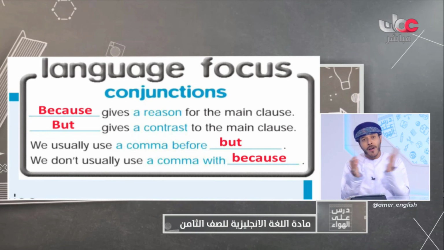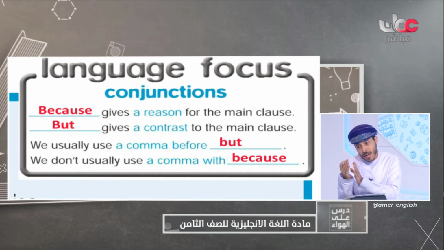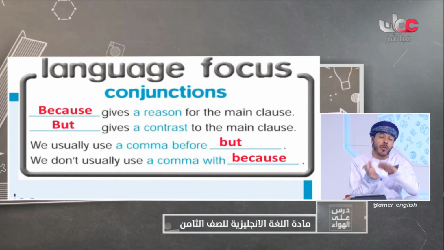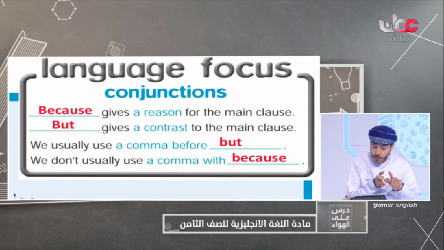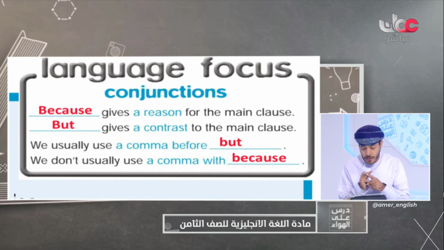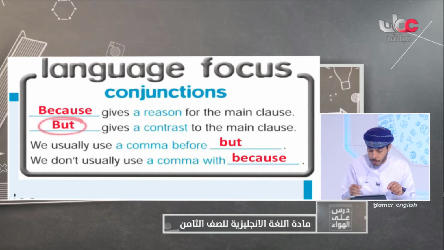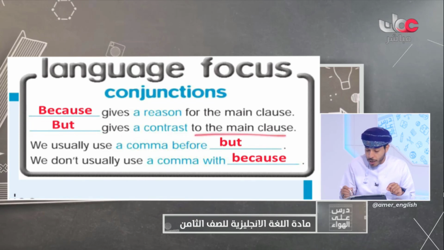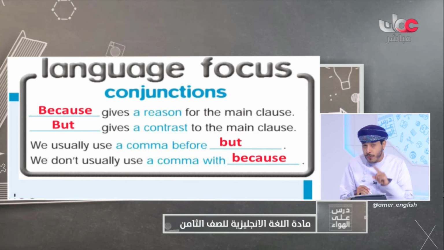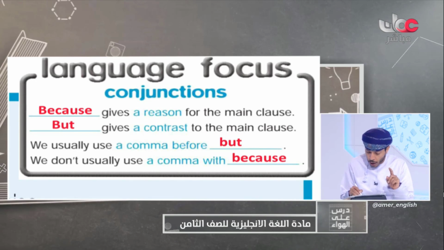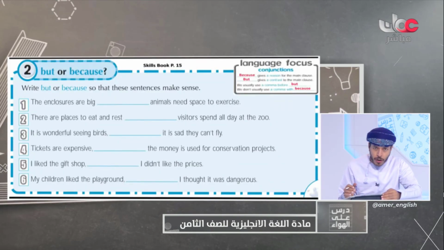A contrast. Okay? A sentence and there is another, totally different sentence. There is a contrast between the two sentences. So we can link these two sentences by the conjunction 'but'. It gives a contrast to the main clause. So there is a difference: we usually use a comma before 'but'. We don't usually use a comma with 'because'. Good, guys?